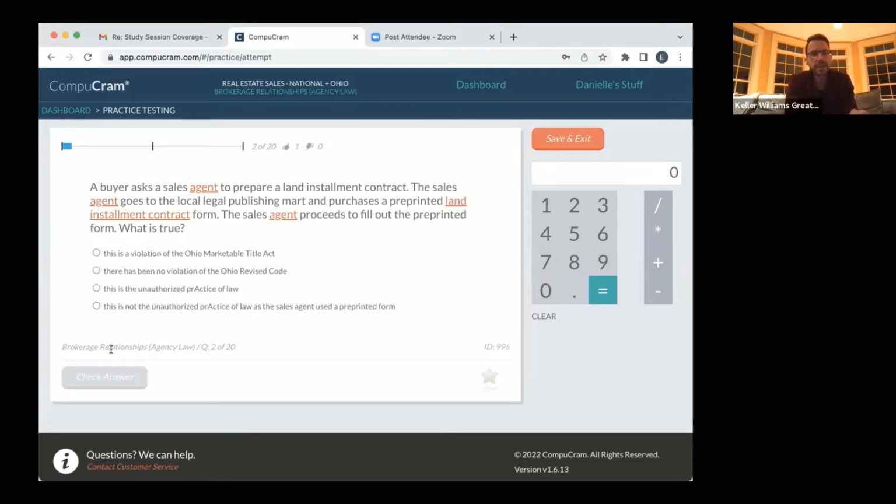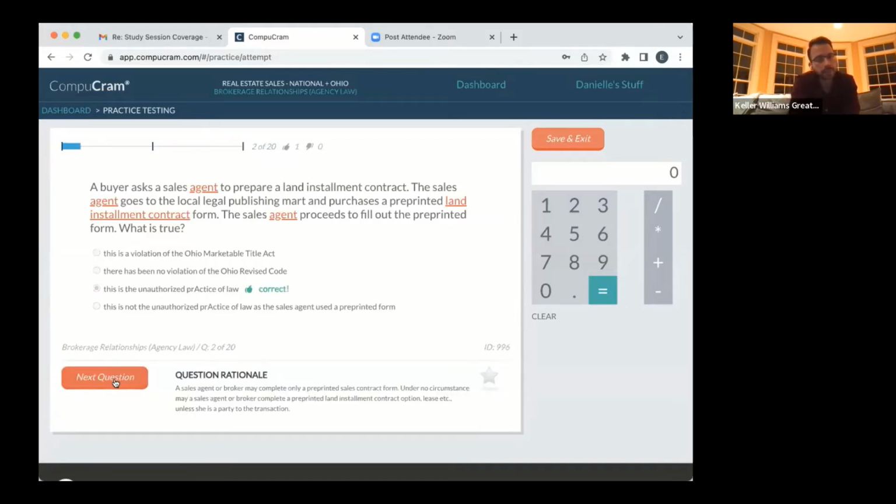Next one, a buyer asks a sales agent to prepare a land installment contract. The sales agent does not have one, goes to the local legal publishing mart, and purchases a pre-printed land installment contract form. The sales agent proceeds to fill out the pre-printed form. What is true? A, this is a violation of the Ohio Marketable Title Act. B, there is no violation of the Ohio Revised Code. C, this is an unauthorized practice of law. Or D, this is not unauthorized practice of law as the sales agent uses a pre-printed form. C is correct.